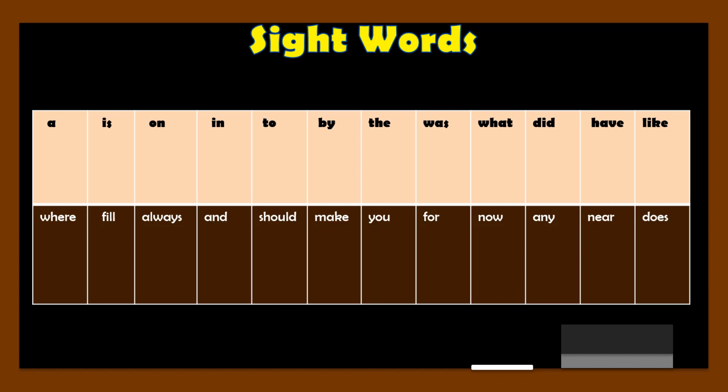Sight words learned in this lesson are a, is, on, in, to, by, the, was, what, did, have, like, where, fill, always, and, should, make, you, for, now, any, near, does.